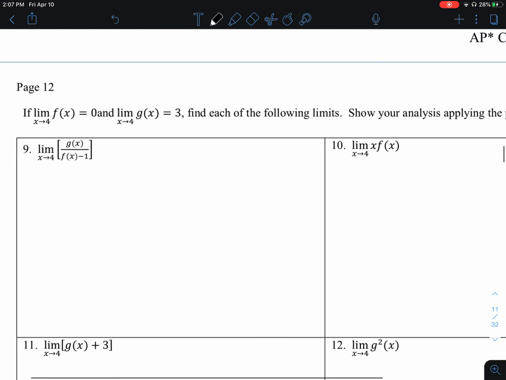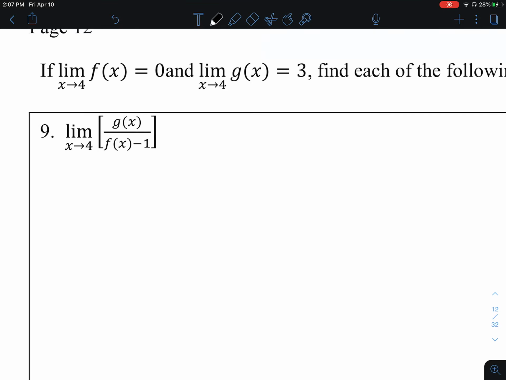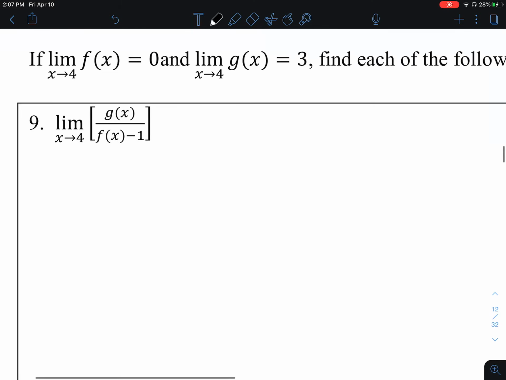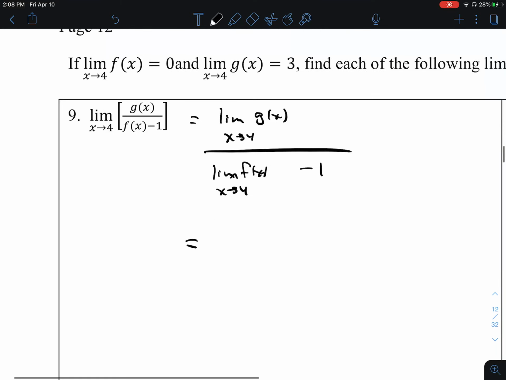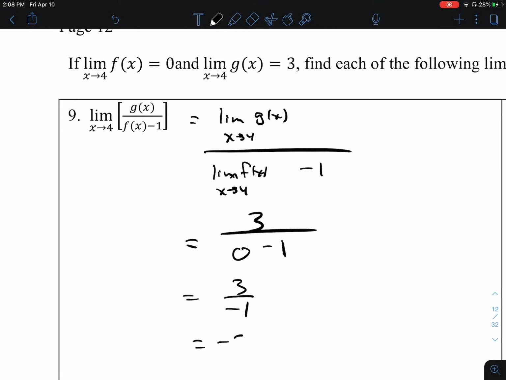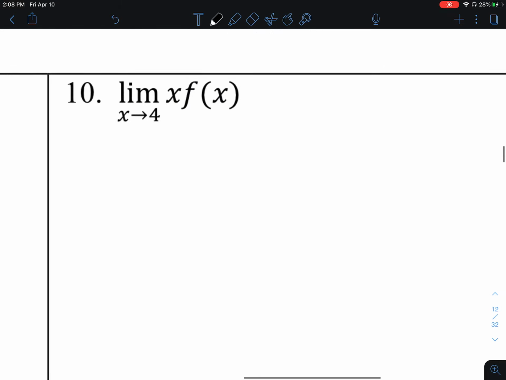4 more. Different instructions now, different limits. As x approaches 4, f of x approaches 0, and as x approaches 4, g of x approaches 3. So we could write this next one, if we were so inclined, as the limit of g of x as x approaches 4 over the limit of f of x as x approaches 4. And then when you're done, subtract 1 from that. So the limit on the top approaches 3, the bottom one approaches 0. So it's going to be 3 over -1, which is -3.